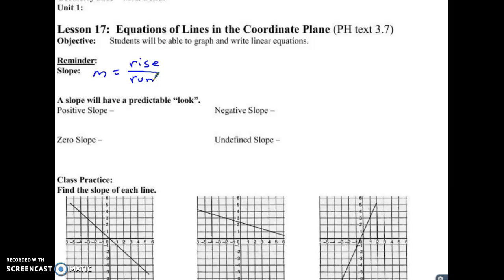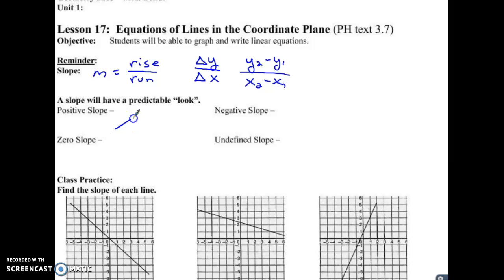Rise means to go up and down, and that's your y-axis, delta y over delta x. Delta just means the change in the y's. So our differences in our y's, that should be a y1. And then our run is across the green grass, that's our x-axis. So there's your slope formula, y2 minus y1 over x2 minus x1.